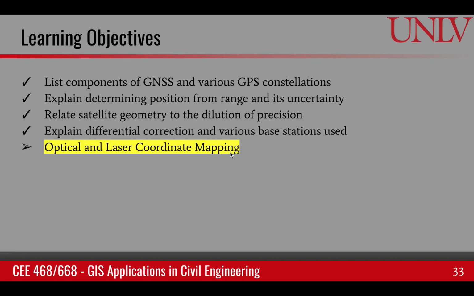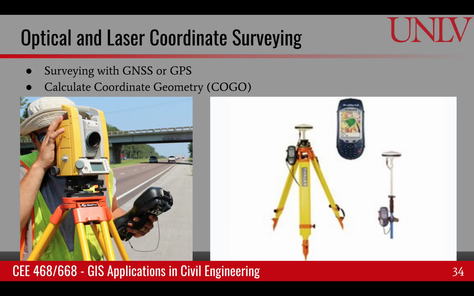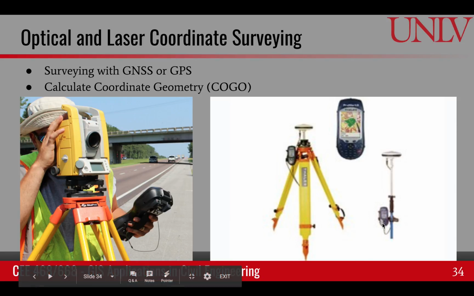The last learning objective of this module is optical and laser coordinate mapping or surveying. Basically this is surveying with the GNSS or GPS system. What we do is we find out the coordinate geometry, or COGO, with a GPS device. We are using optical and laser surveying equipment, but with all of those equipment we attach a GPS device.